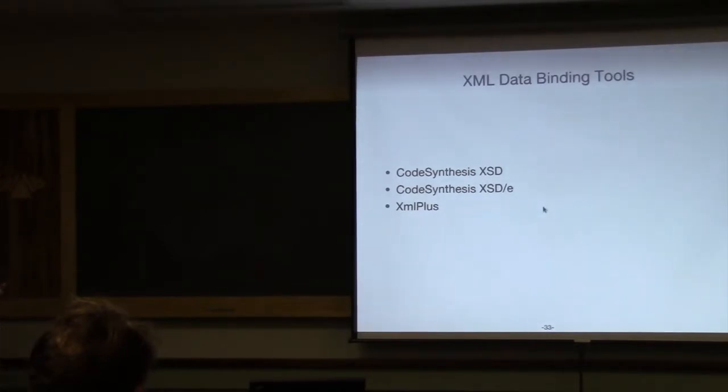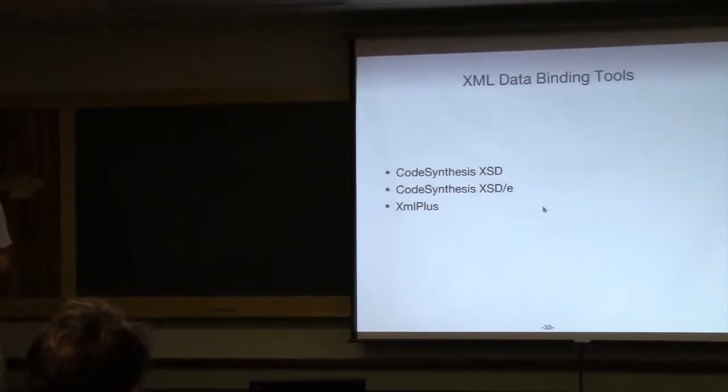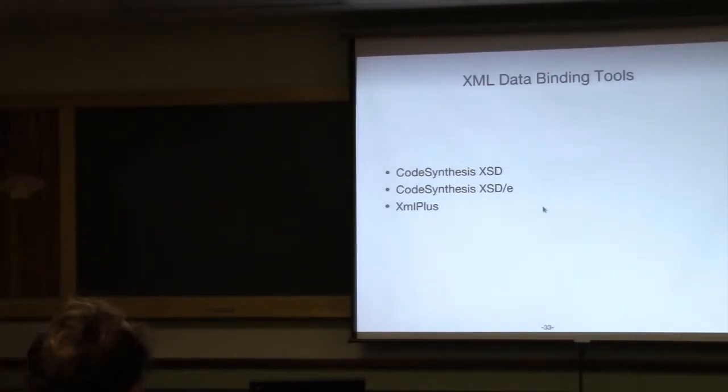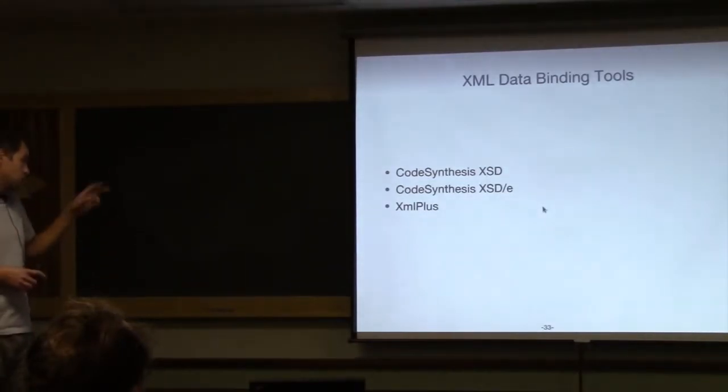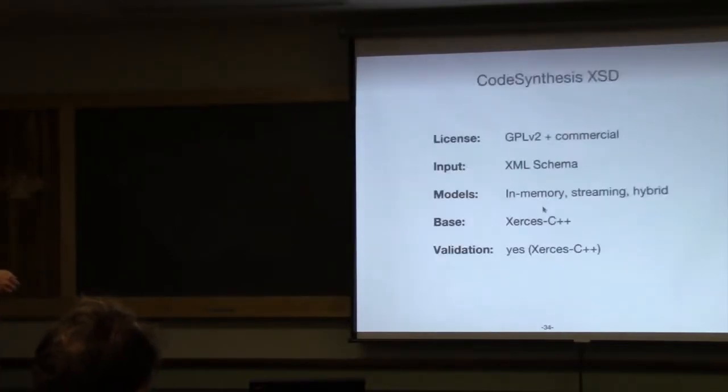Okay, XML data binding. There are quite a lot of open source options for languages such as Java or .NET, but there are not that many for C++. The first two tools are the ones that I'm working on, so I'm obviously biased here. So I'll just run quickly through them just to give you an idea.